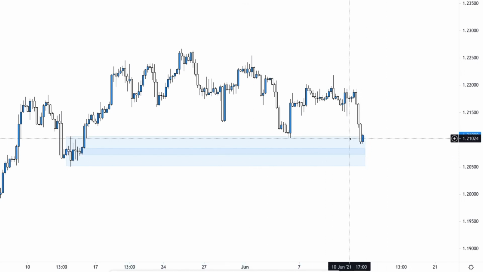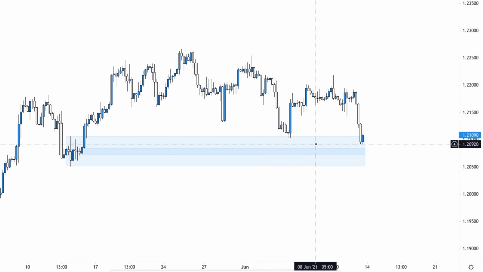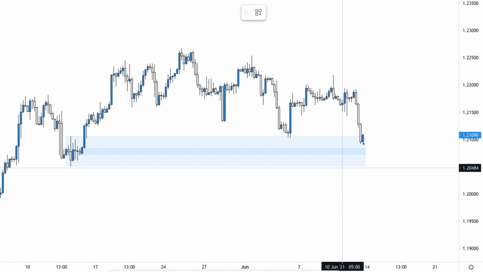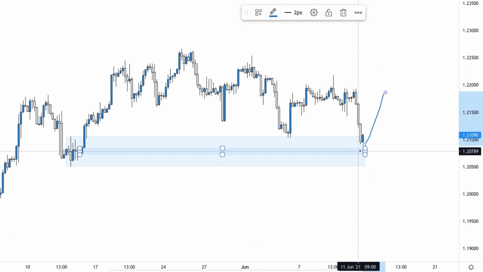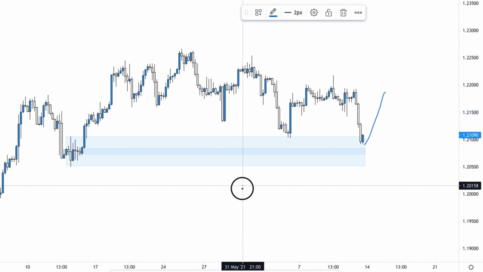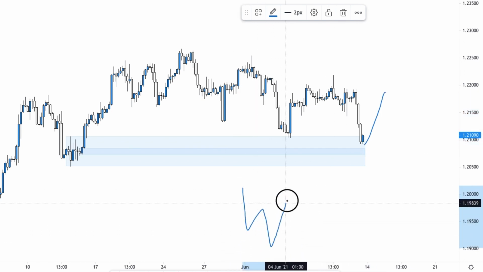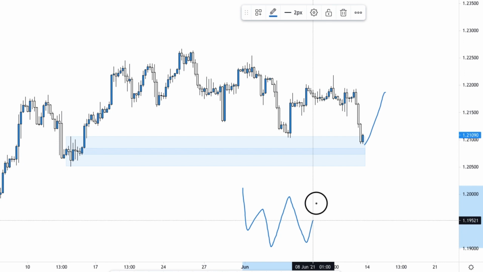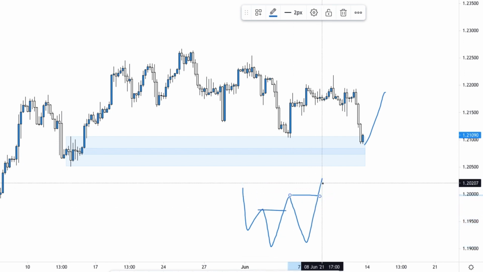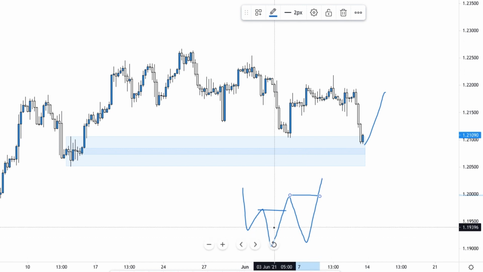So we want price to basically mitigate 50% of this POI, right, for us to look for taking price much higher. If we get a full mitigation of this 50% POI, then we look for longs as long as we get the confirmation, which is break of structures, right? So we're looking for break of structures. We can look to go long, right? Looking for something of that sort.